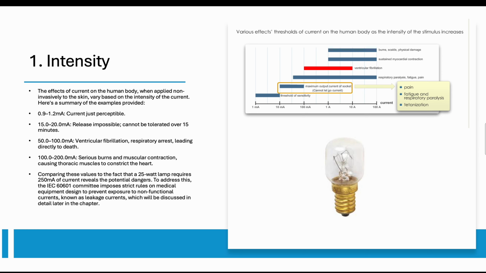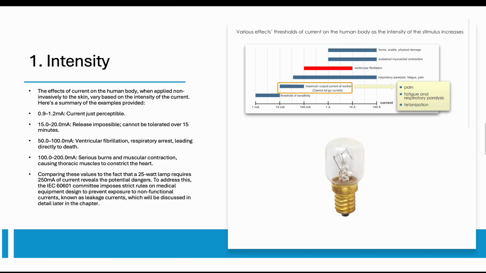on our skin. Next is 15 milliamps to 20 milliamps. So with this range, it still is affecting us consistently, and the release is impossible. So that could be related to tetany, where in this range, we're unable to let go of the wire because our bending muscles are fixed, contracted in that position. That's what it's referring to.